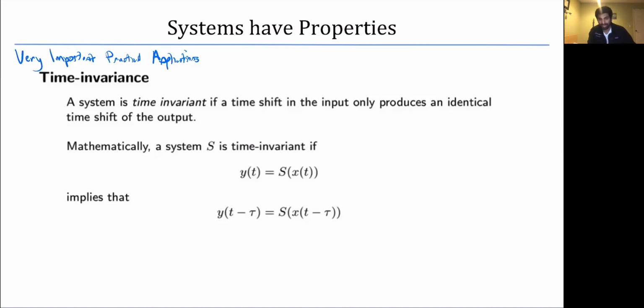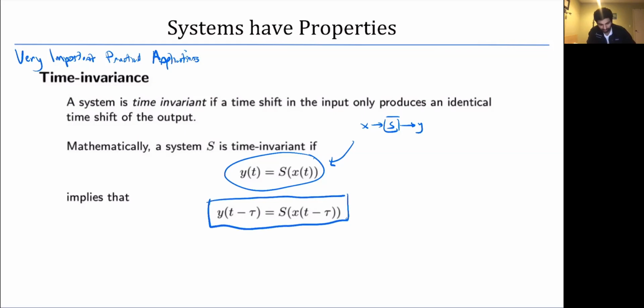In this particular case, if this holds, this is just my standard equation saying I have x, it goes into some system S, that gives me y. So this standard equation gives you this formula. Now, if this formula holds, the second part of the clause is what's in this square bracket. This is the very important part. y of t minus tau equals S of x of t minus tau. This holds for all tau.